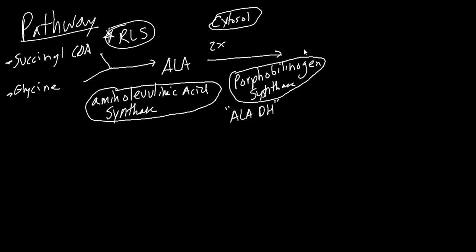So what are we going to create? Well, this name, I like this name better because it tells us what we're actually going to create. We're going to synthesize porphobilinogen. We're going to create a molecule of porphobilinogen. So remember, we take two ALAs, move them to the cytosol, using this enzyme to create a porphobilinogen.